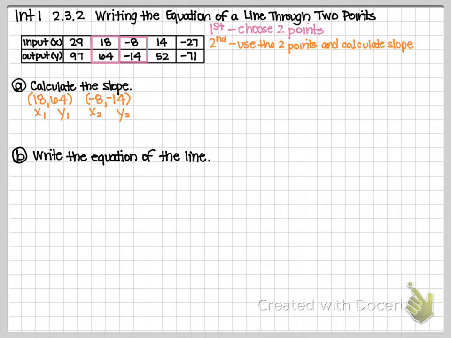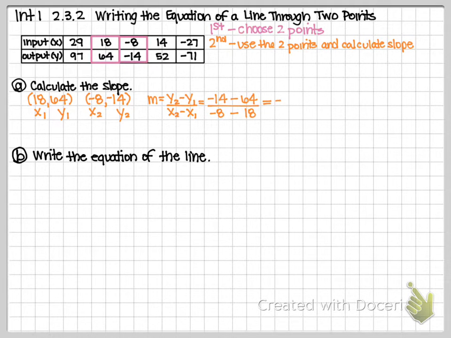And I'm going to take out my slope formula, which we know is y2 minus y1 over x2 minus x1. All I'm going to do is plug things in where they go, based off of the points that were chosen. So y2 is -14 minus y1, which was 64, all over the second x that was chosen, which is -8, minus the first x that was chosen, which is 18. Then I want to go through and simplify both the top and the bottom. So I'm going to do the math here.